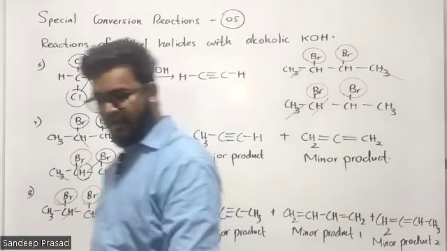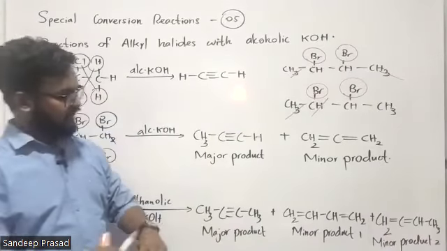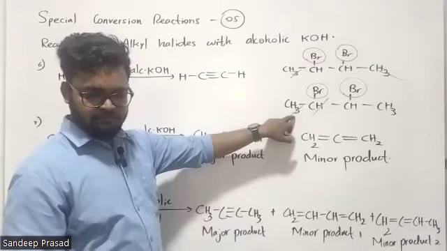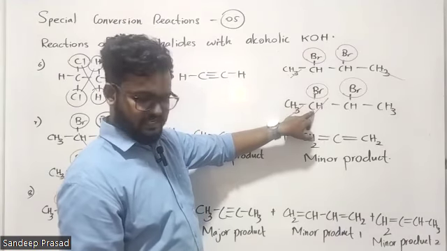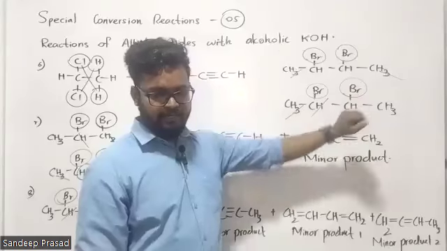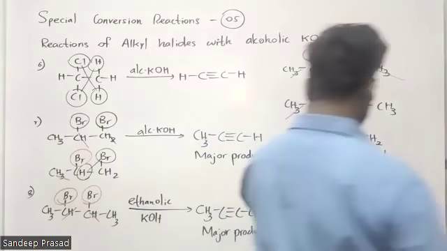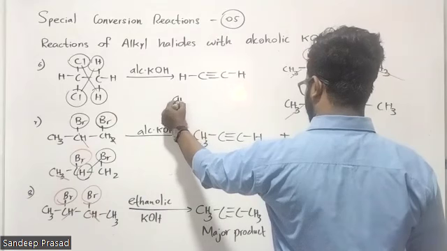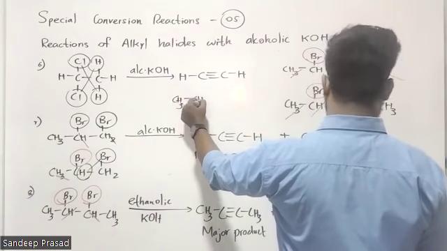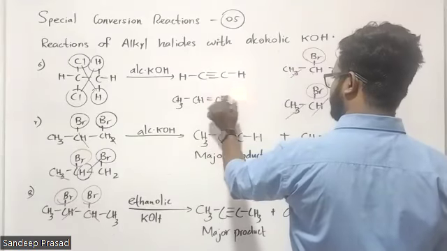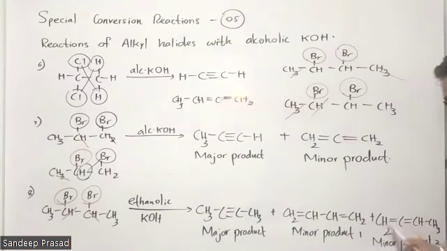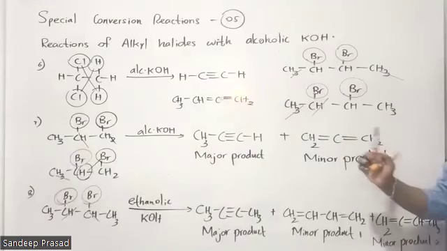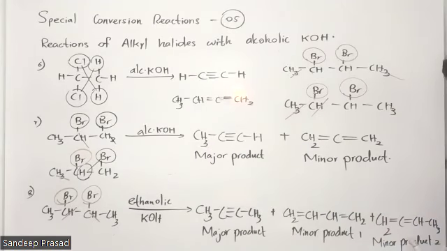Now someone of you can argue with me, so why can't we have the opposite of this one? That means this bromine atom is now following the Saytzeff rule, and this one is violating it. Then, students, you will have a product like this, exactly the mirror image of this compound. So this compound and this one both are the same. Can you understand?